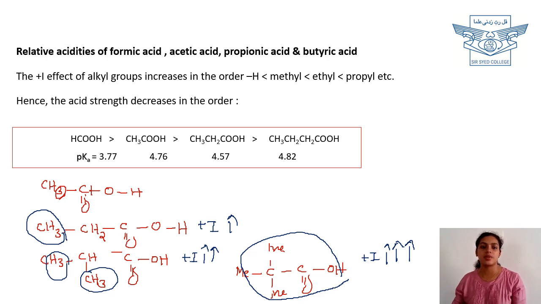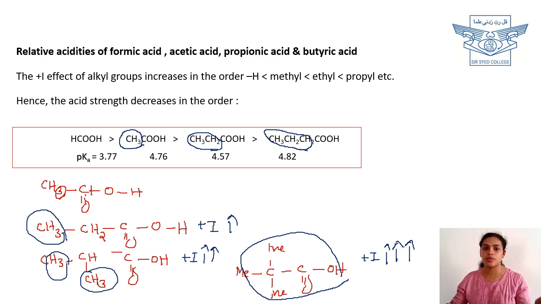That is what happens here. The plus I effect group becomes bulkier, larger. Here the group with plus I effect is methyl. Here it becomes ethyl. Okay. Here, what does it become? A propyl group. So as the bulkiness of the plus I effect group increases, acidity decreases. Similarly, as the number of plus I effect groups increases, acidity decreases.